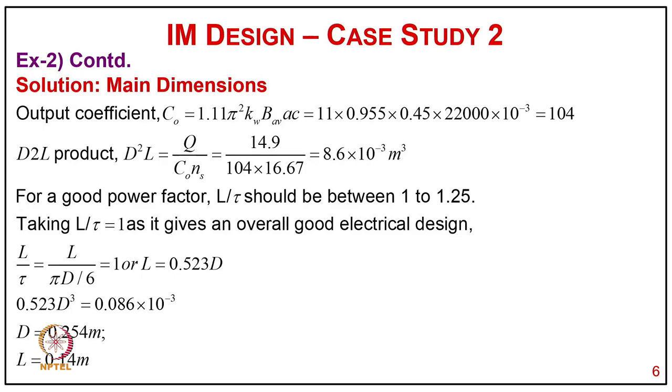So for a good power factor, of course, we have to consider another equation for calculating the main dimensions L and D. One relation we got from the output equation, D square L. For the second relation, there are a number of criteria. For a good power factor, L upon tau should be 1 to 1.25. Considering L upon tau equal to 1 gives an overall good electrical design of the induction motor. Taking L upon tau equal to L upon pi D by 6, that is 1, another relation comes L equal to 0.523 D. Putting the value, D comes 0.254 meters and L comes 0.14 meter.